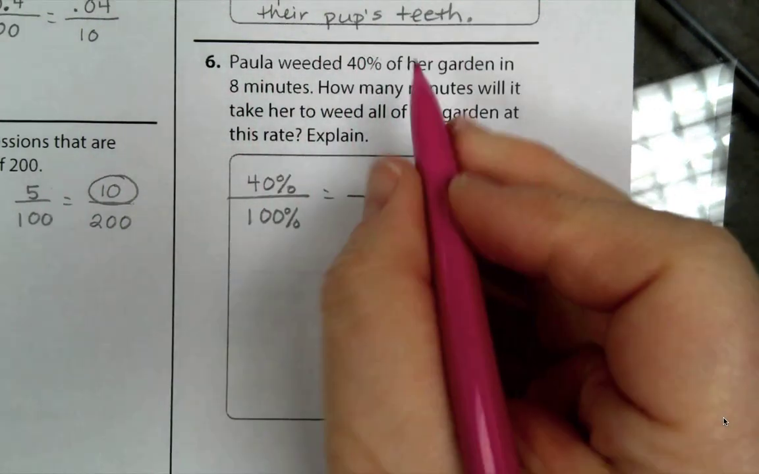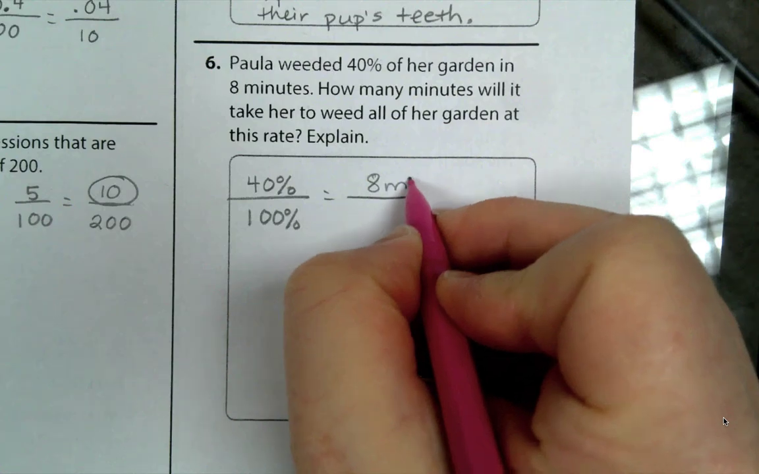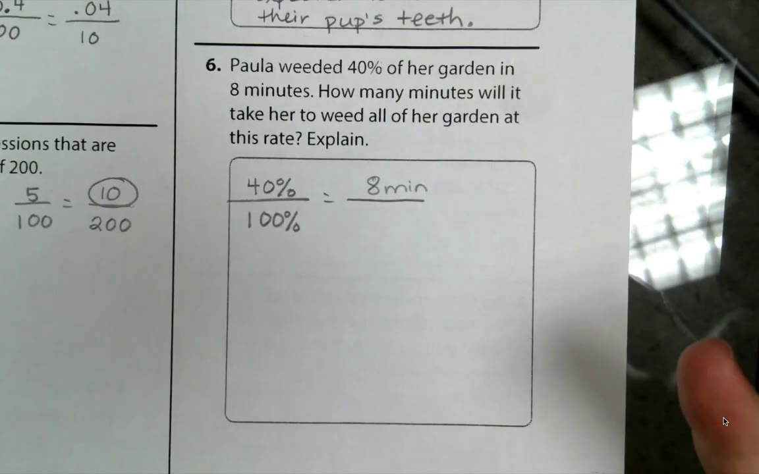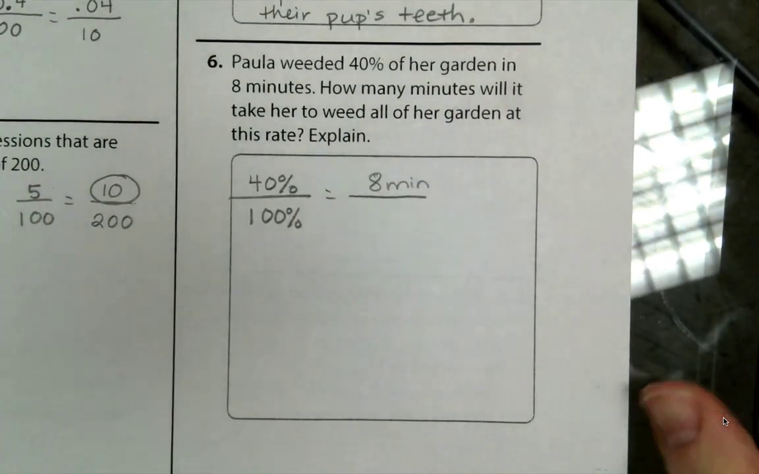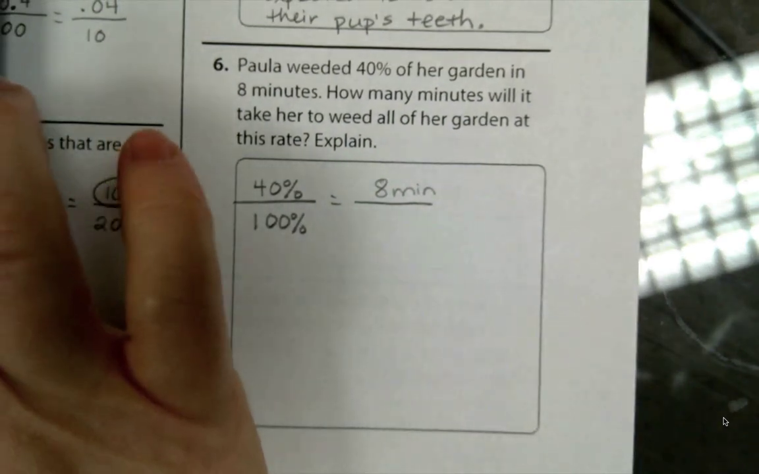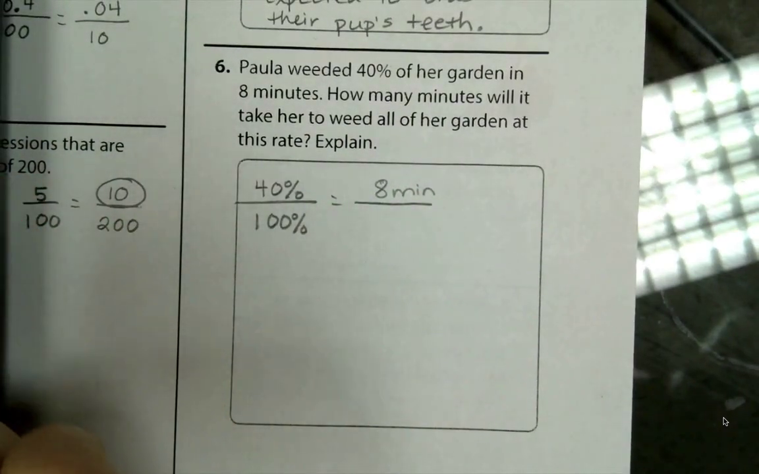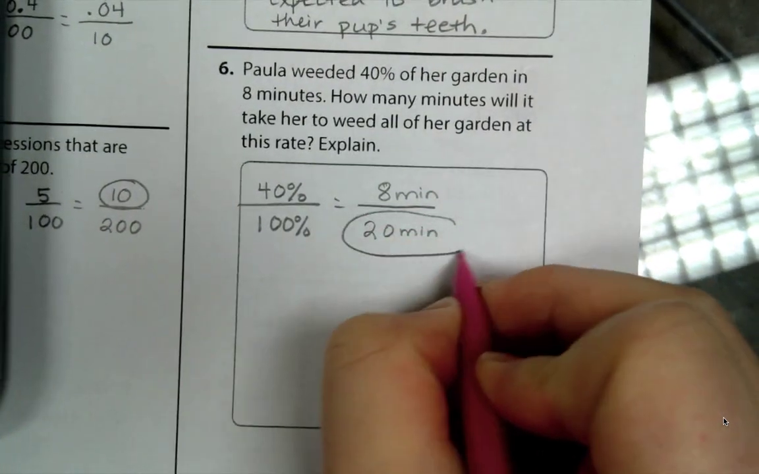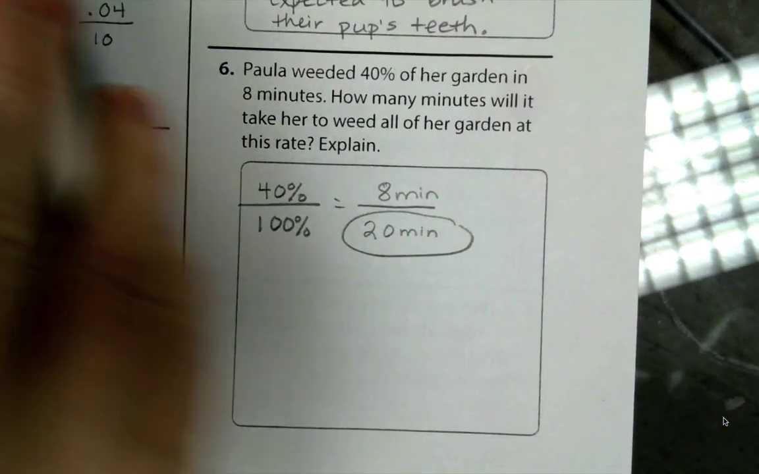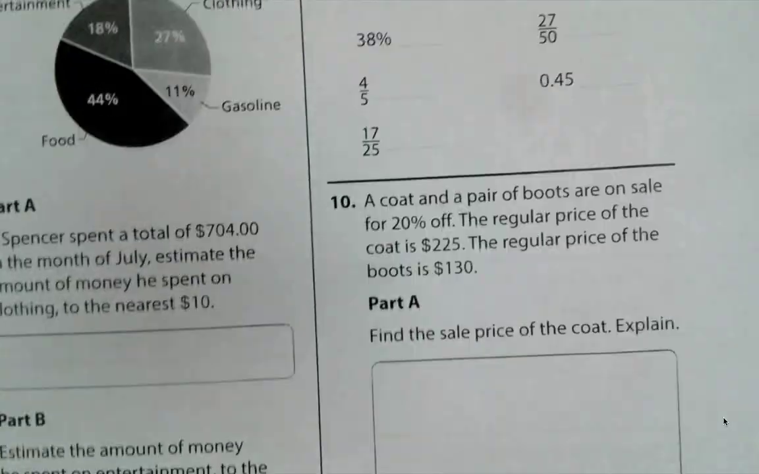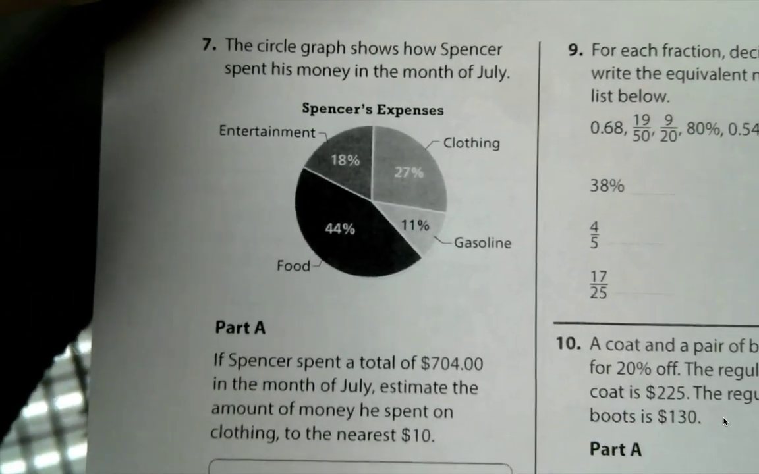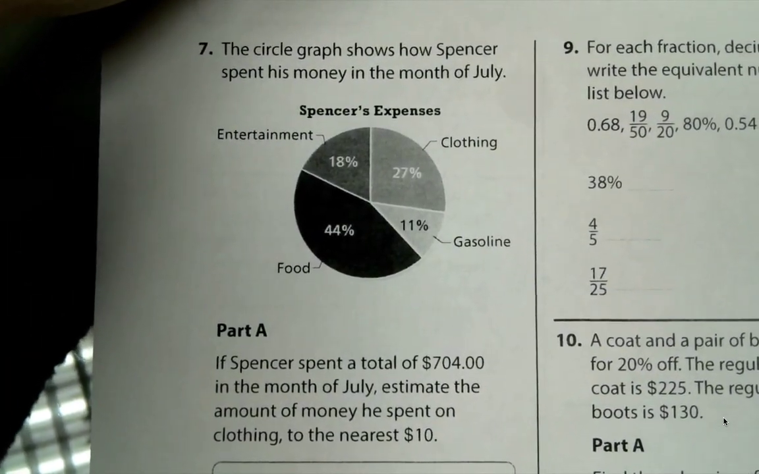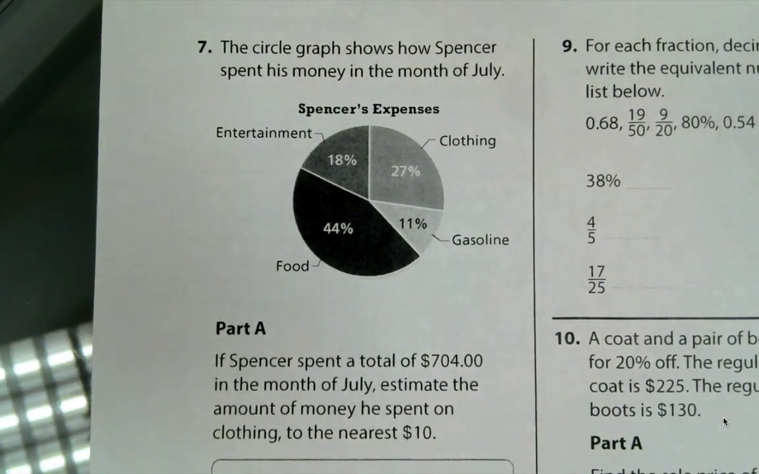So 40% is 8 minutes, okay? These go together, so 8 minutes up here. So the question is, well, how many minutes would it take to weed the whole garden? Okay, so we're going to multiply 100 times 8 divided by 40. And we're looking at 20 minutes. Notice we keep doing our is over of ratio to 100.